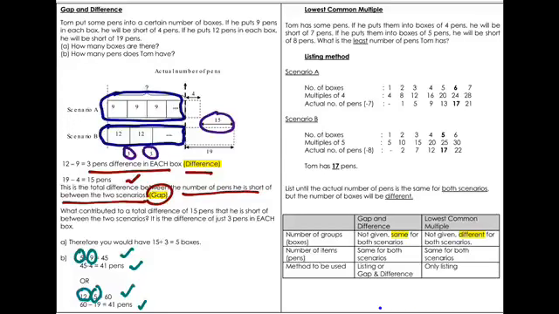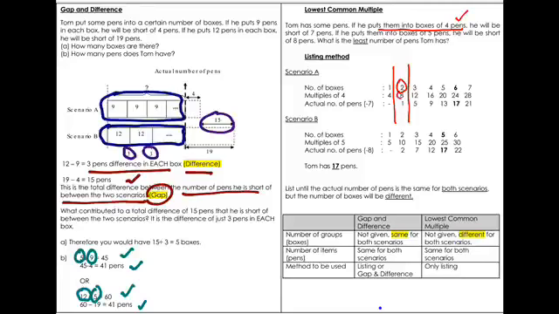Let's look at scenario A, the second column. The question says that he puts them into boxes of 4 pens, which means that they never tell you how many boxes are there, so you have to try it out on your own by listing. So let's say that there are only 2 boxes, so 4 pens in each box.